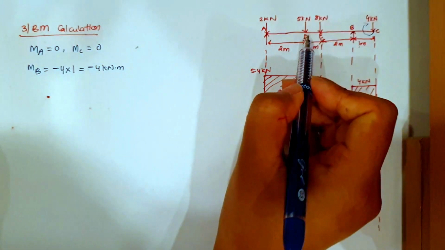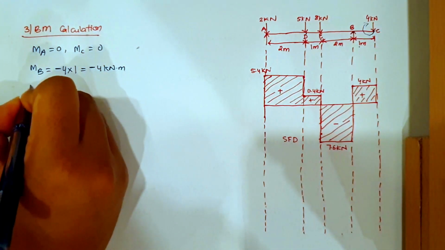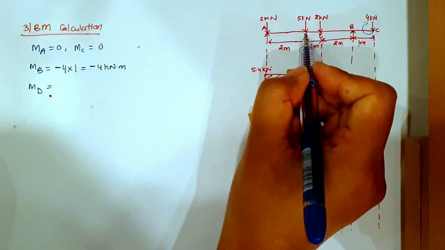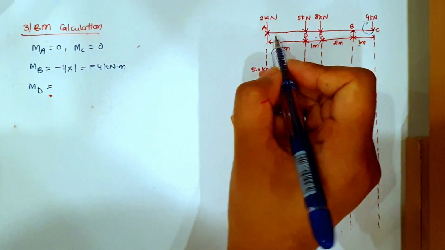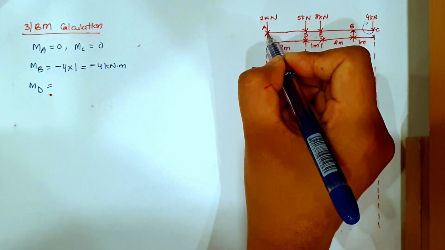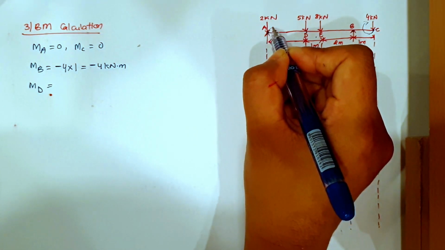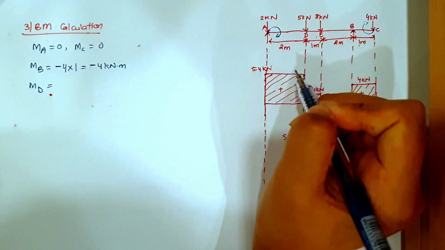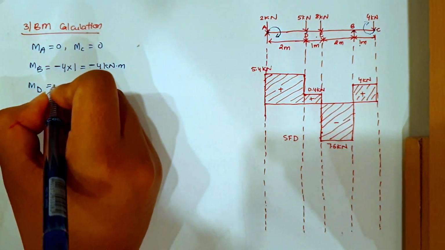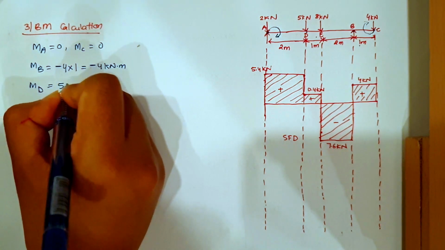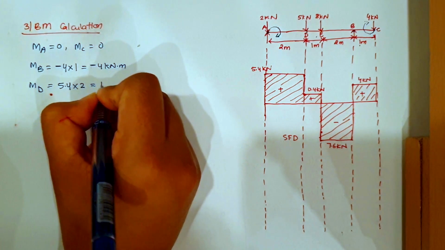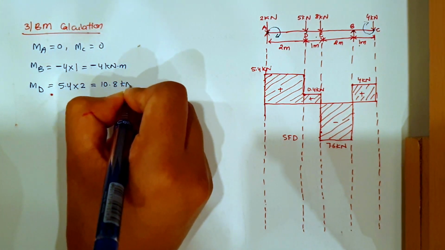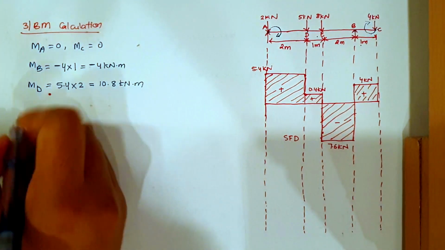Now let's find moment at D point. Moment at D will be equal to, I go from this point A till D. So the RA reaction towards D will be going in this direction, which is clockwise. So RA was equal to 5.4 and the distance is 2. So I have 10.8 kilonewton meter.